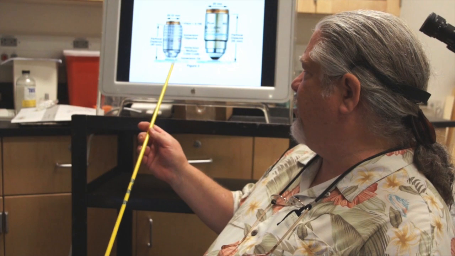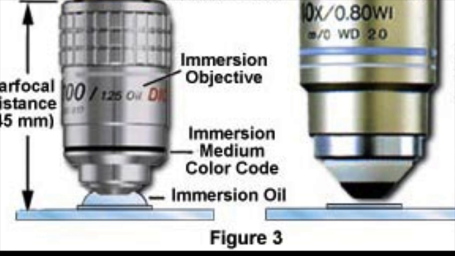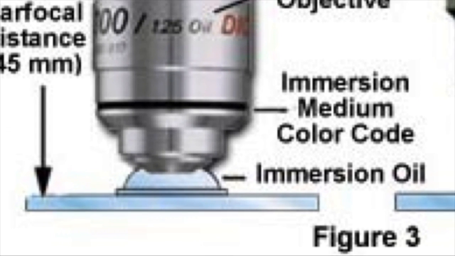Another important feature for you to see is the immersion. We talked about immersion objectives. Here is an immersion objective where we have a drop of immersion oil in between the objective and the cover slip that's on your slide, which contains your specimen. So in this case, you might be using immersion oil, you might use a water immersion objective, or you might use a glycerol immersion objective. All three of these are available on the Leica confocal microscope.